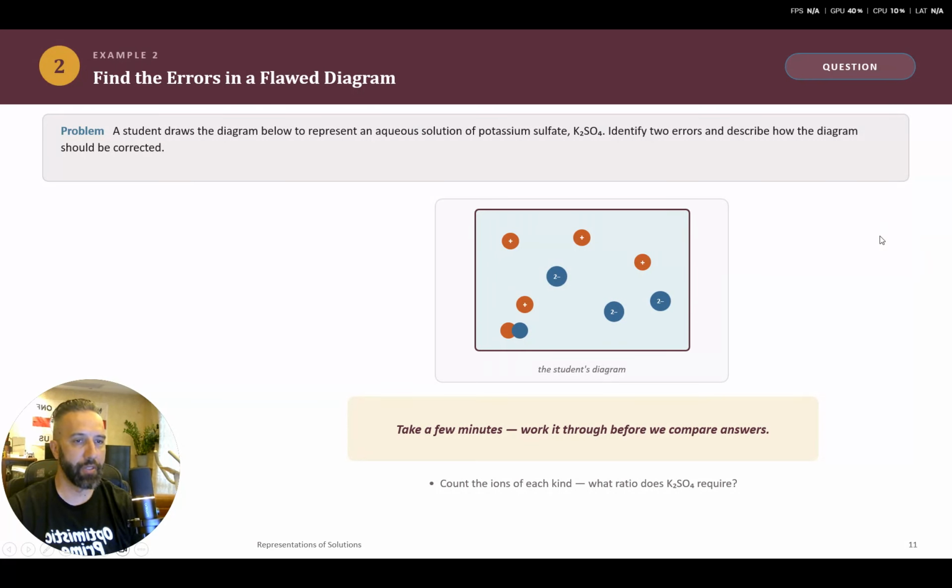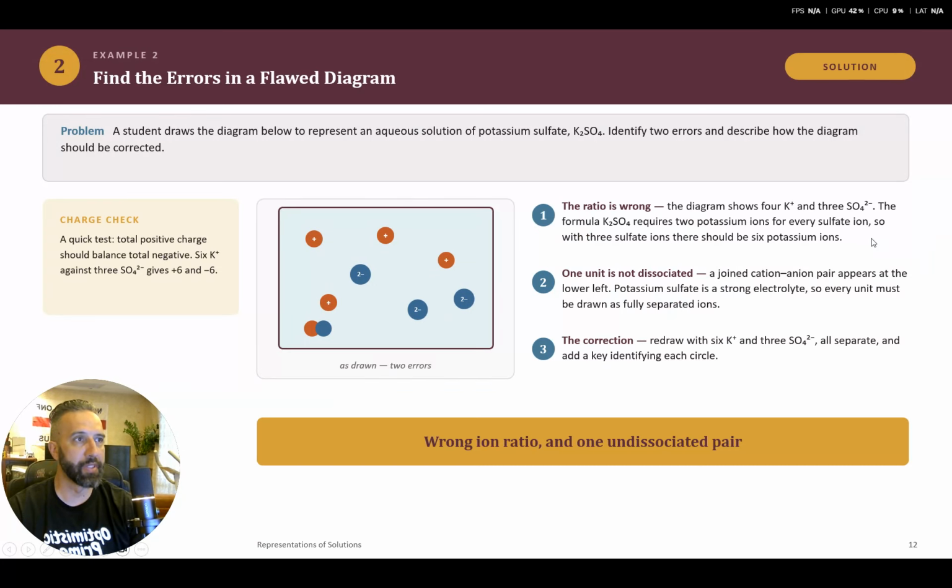Now, what is wrong with this? A couple of obvious things. So first of all, you got K2SO4, which means you're supposed to have double the number of pluses compared to minuses, and you don't. You've got just 4 pluses and 3 minuses. You're supposed to have 4 to 2 and not 3. So that's wrong. The ratio is wrong.